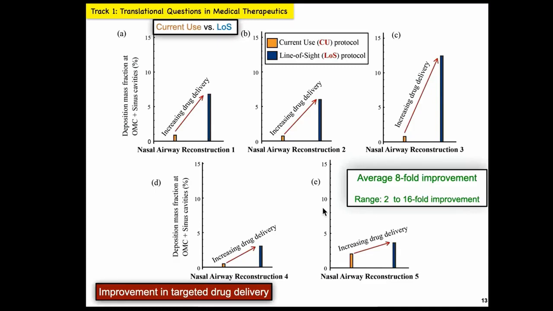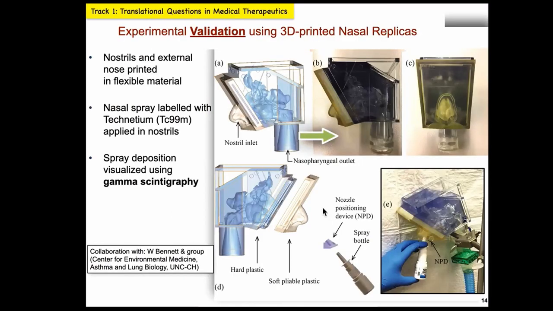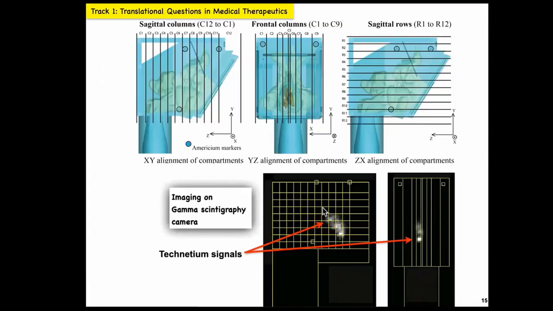So for that, I 3D printed some of the anatomic models, and I worked with another group. I don't do experiments, so for the experiments, I have to always collaborate with others. So what they did is take a nasal spray, spike it with a mildly radioactive element called technetium, and they would apply the spray into that 3D print, and once the spray solution they have deposited along the walls of the model, they can quantify the deposits through the radioactive signals that are coming out from those droplets that are on the walls.